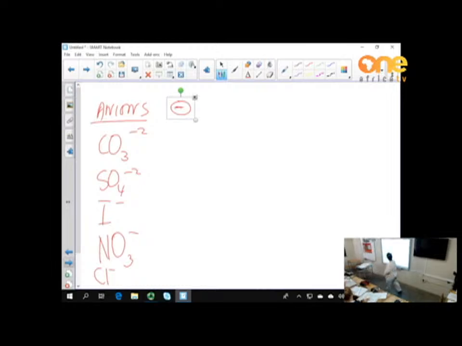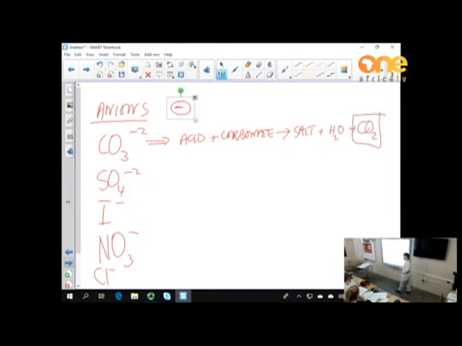Alright. People, the test for carbonate is actually sort of indirect. We know that if we take an acid plus a carbonate, we will get a salt plus water plus carbon dioxide. How do we test for carbon dioxide? Bubble the gas through clear lime water. If the water turns milky, it is carbon dioxide.